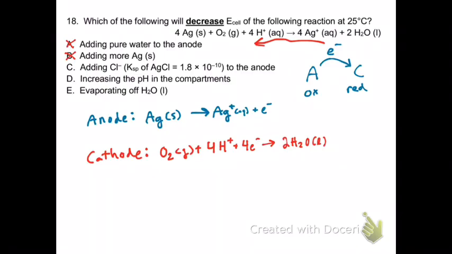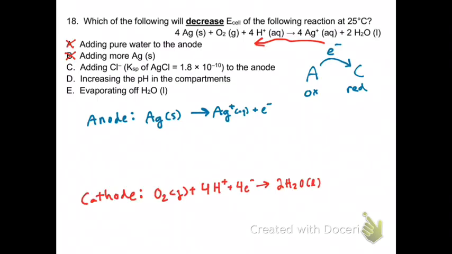Choice C says adding Cl minus, and then we're given a KSP to the anode. Why is this significant? Well, it's significant because we're told that this is a sparingly soluble salt, which means that Ag plus and Cl minus will readily react with each other to form AgCl solid. So the Cl minus will help pull Ag plus out of the solution, which means the Ag plus would go down, which means this reaction would shift to the right, which means the E cell would increase, which means this is not the answer we're looking for.